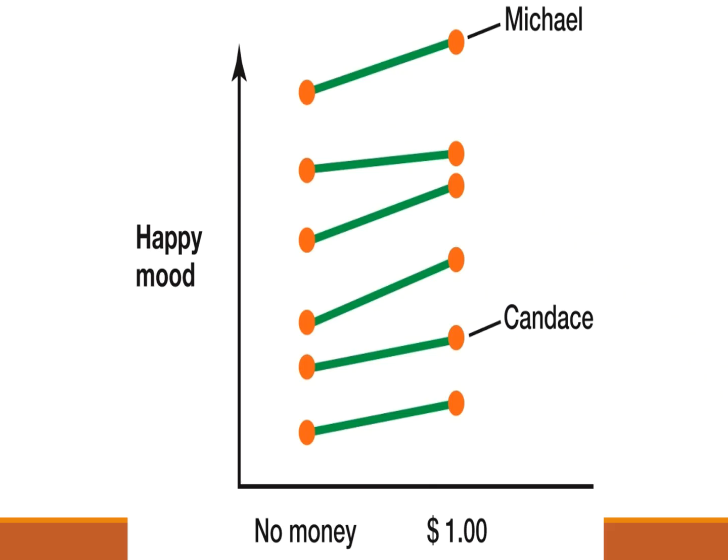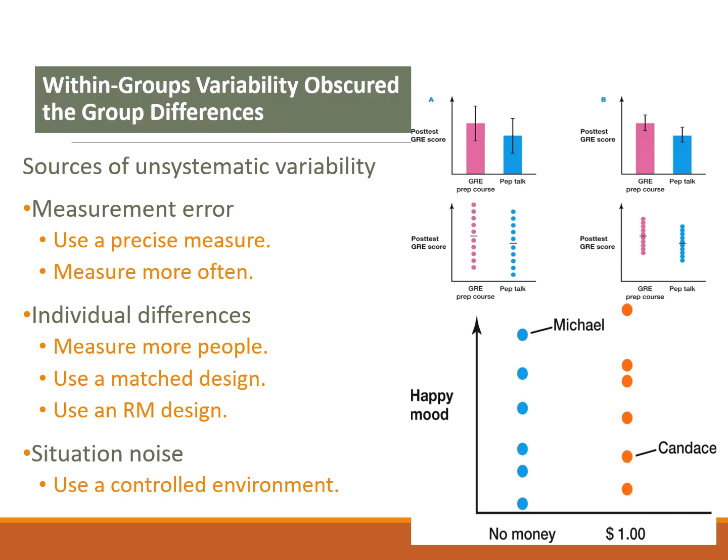But in this case, what we find is that, yes, Michael scored very high in the no money condition, but even higher in the given a dollar condition. And likewise, Candace scored fairly low in the dollar condition, but scored even lower in the no money condition. So we're starting to find evidence of a trend that we might have missed if all we were looking at was two randomly assigned groups.